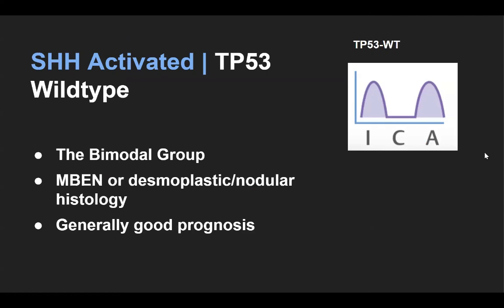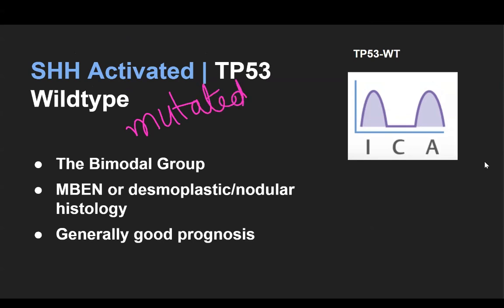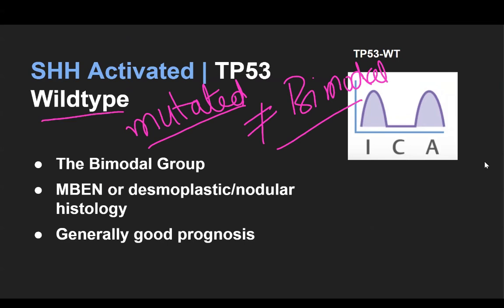This is the actual subtype within the SHH activated group, which is bimodal, presents in both the infantile age group and the adult. The other one, which is the sonic hedgehog activated, TP53 mutated, that is the other age group. That's not bimodal in its presentation. Let me write this. The actual bimodal group is the wild type one. The common histology in this is MBEN or desmoplastic nodular histology, and they generally have good prognosis.